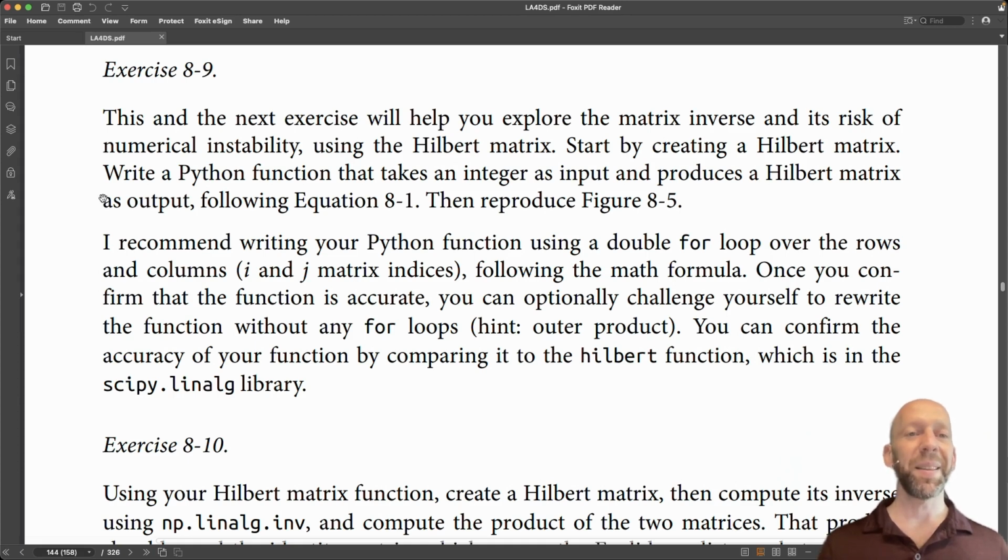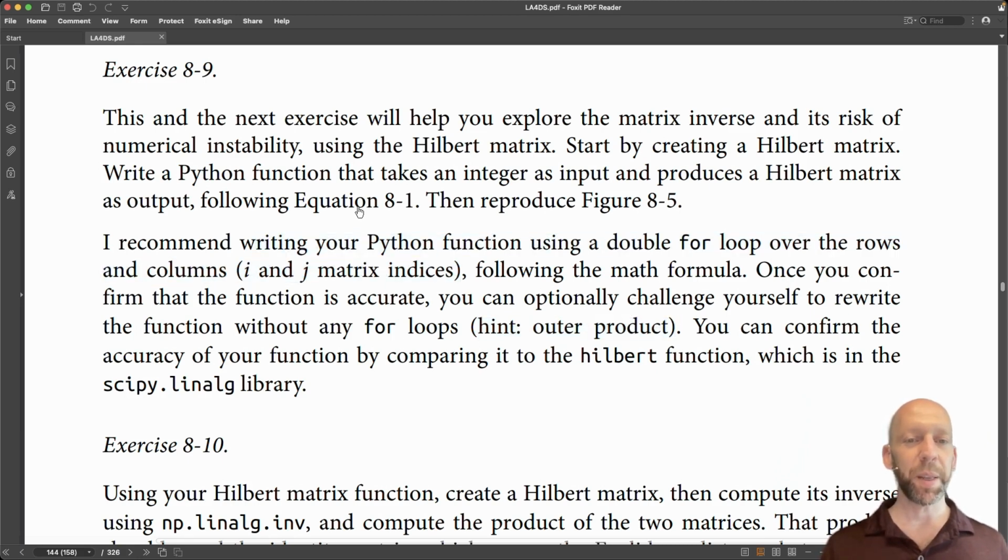So the goal of this exercise, exercise 9, is to write a Python function that will implement an equation that I'll show you in a moment to compute a Hilbert matrix and then reproduce a figure. And we'll work with the inverse of that matrix in the next slide. So we're going to start by implementing the formula as directly as possible. And then after you've implemented that formula, you can adjust the code to make it a little more compact, a little bit more efficient by using the outer product instead of a double for loop.